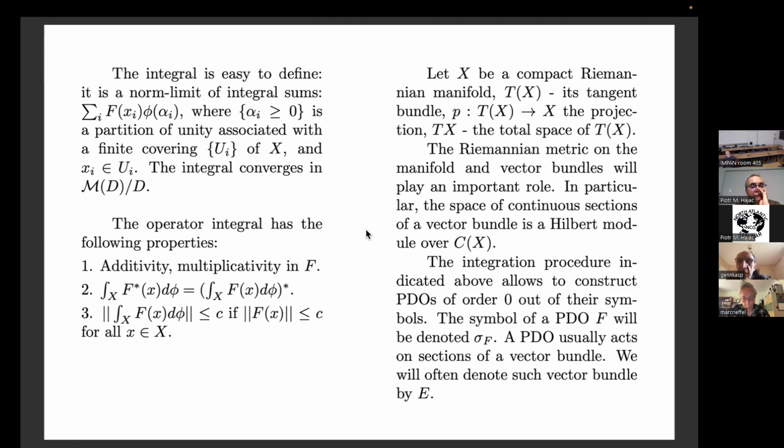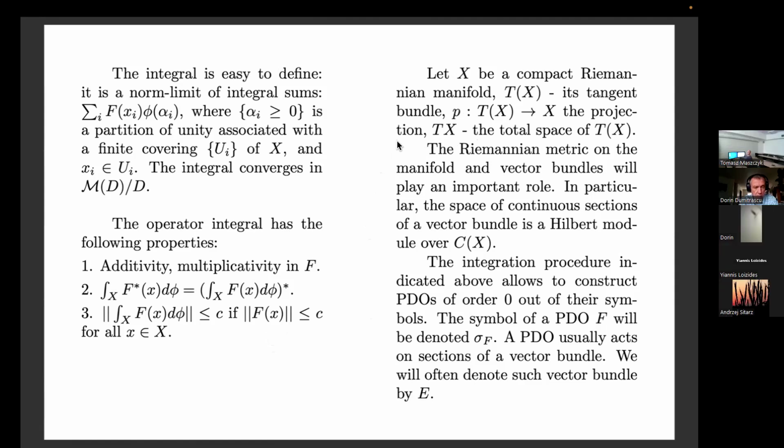So now, how can this be used to construct differential operators? We take a compact manifold X, and T of X will be its tangent bundle. The total space of the tangent bundle is TX, with projection P, and we'll use a Riemannian metric on the manifolds, on the bundles, on everything. This will play a very important role, so the whole definition will be a metric definition in a sense.